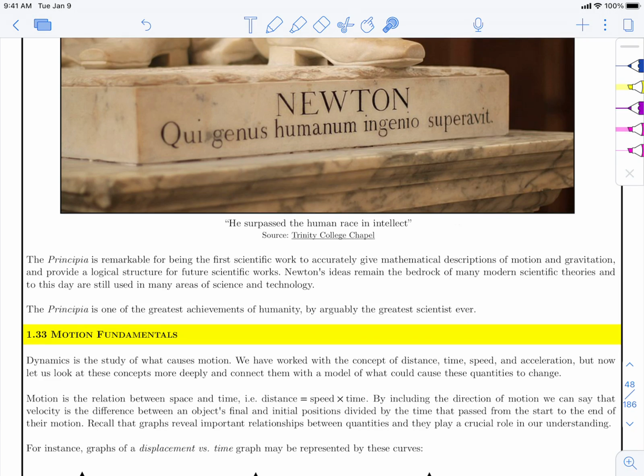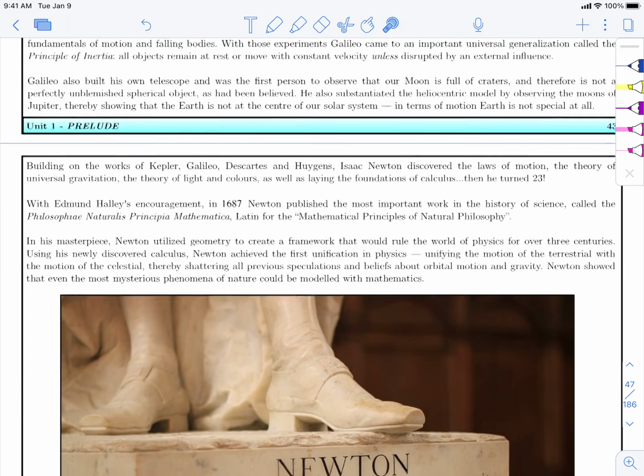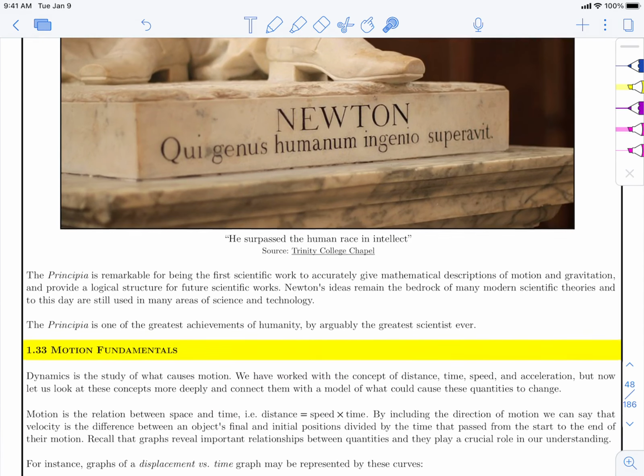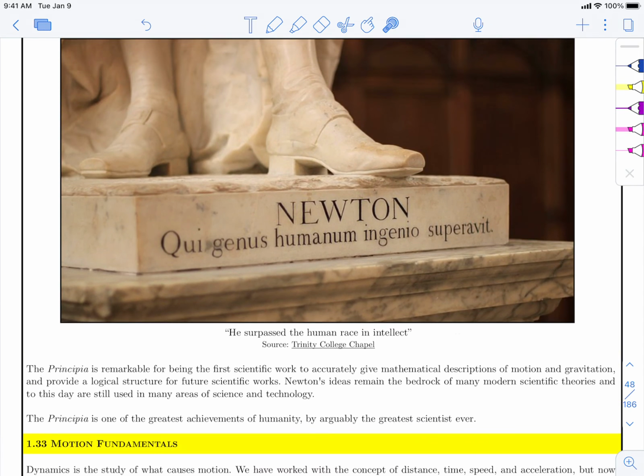So a very remarkable feat of mathematical ingenuity to explain all these people's works in one volume was a remarkable feat by any scientist. And Newton later went on to write a book on optics and light as well.